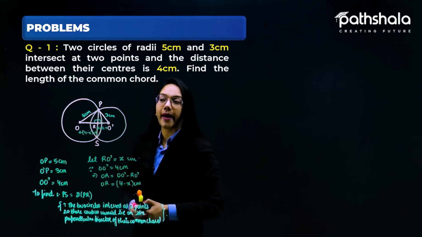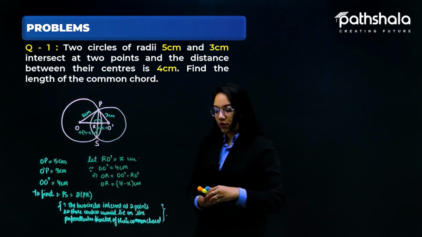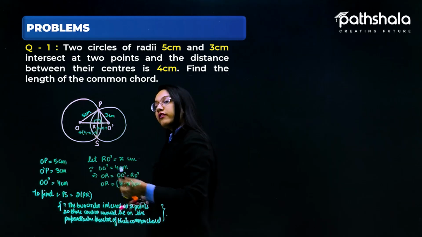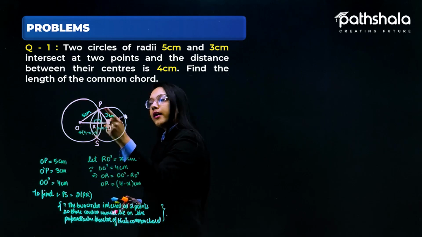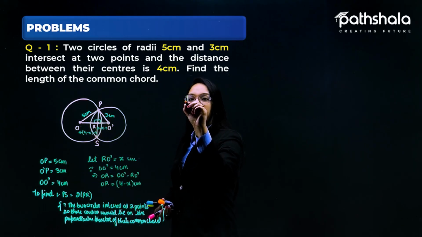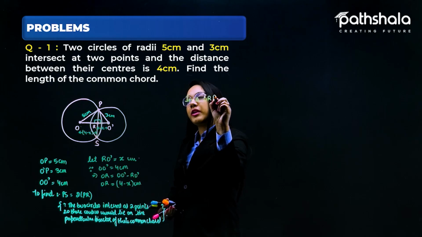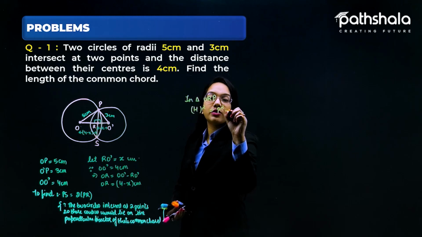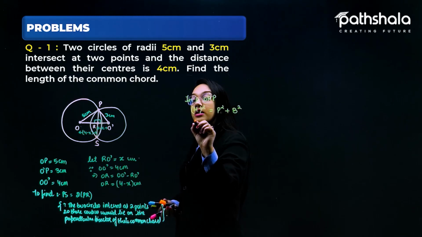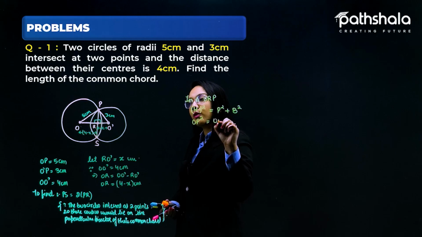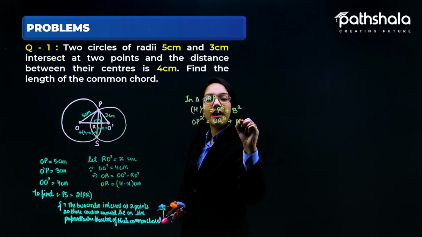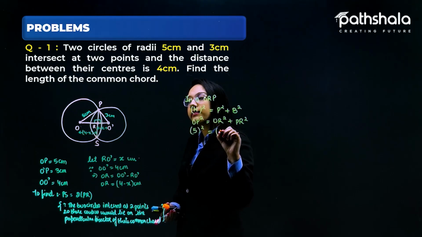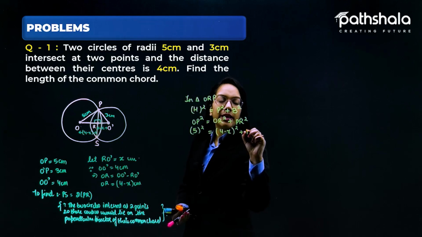Now let's apply the Pythagoras theorem, because we can see that we have two right triangles. First of all, we take the triangle ORP. In the triangle ORP, the hypotenuse square is equal to perpendicular square plus base square using Pythagoras. So OP square is equal to OR square plus PR square. Now let's plug in the value of OP, which is 5 square, OR is (4 minus X) whole square plus PR square.